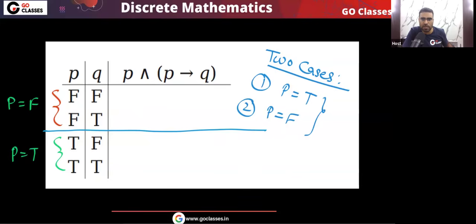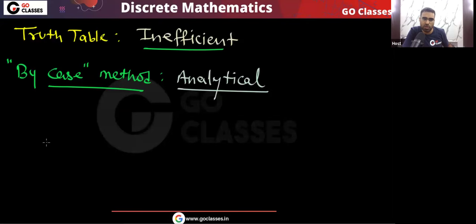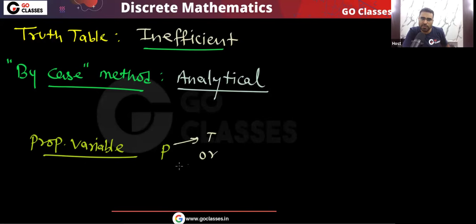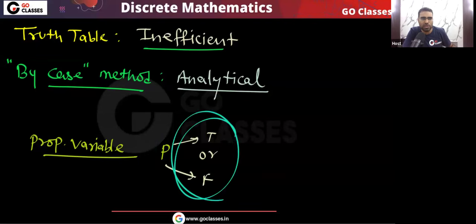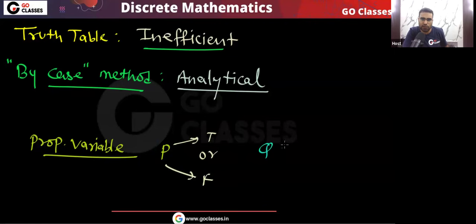Because remember, what is p? P is a propositional variable, and you already know that whenever you have a propositional variable, it is either true or false. If you take any propositional variable like p, it can be either true or false. Is there any other possibility? No. This propositional variable will take one of these two values. Similarly, whatever propositional variable you take, for example q, that is also either true or false. So remember, any propositional variable will be either true or false.